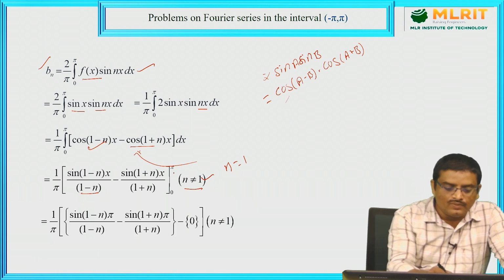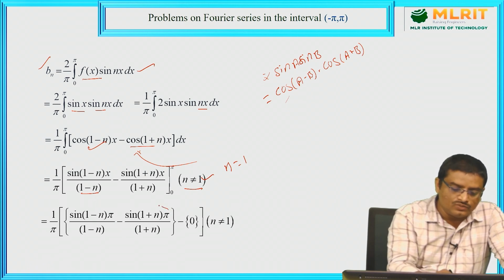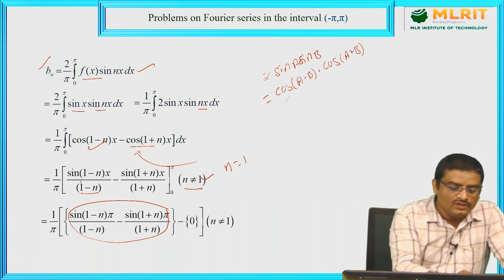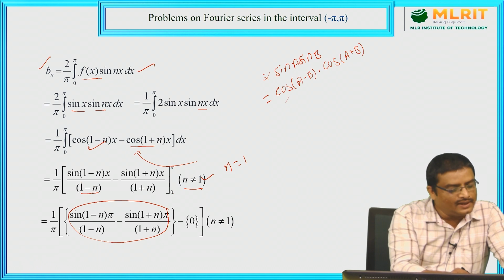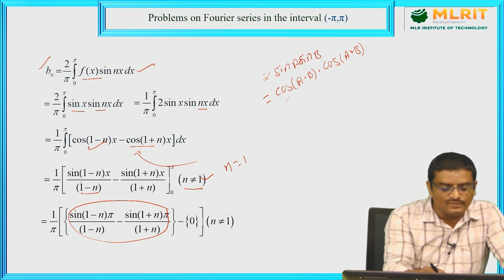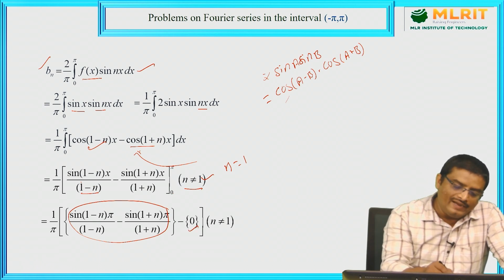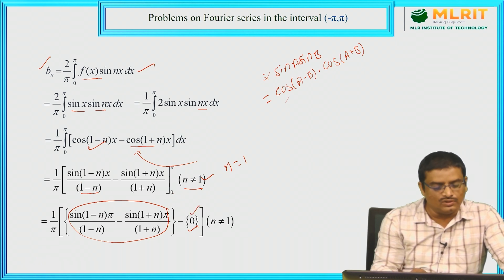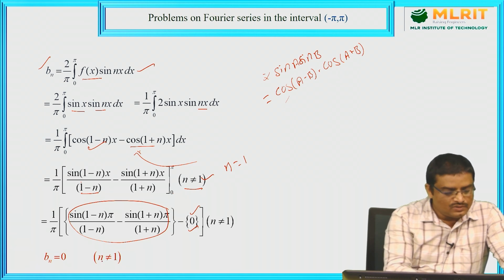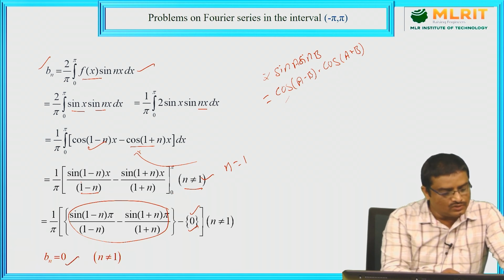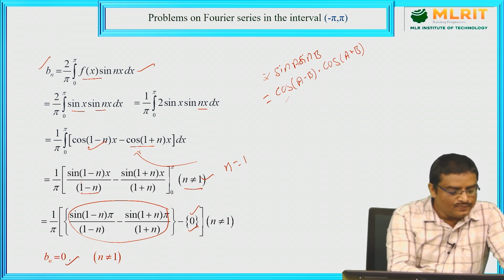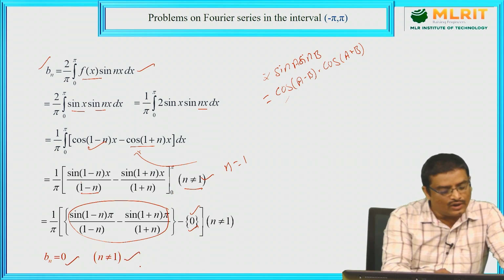Now substitute one by one the upper limit and lower limit here. If you substitute the upper limit x is equal to pi, you will get this value, and when you substitute x is equal to 0 here, you will get sin 0, and 0 by anything is equal to 0, and sin 0 also becomes 0. So the entire value after substituting the lower limit x is equal to 0 is equal to 0. Now by using the standard values, we get bn is equal to 0. This is applicable only when n not equal to 1.